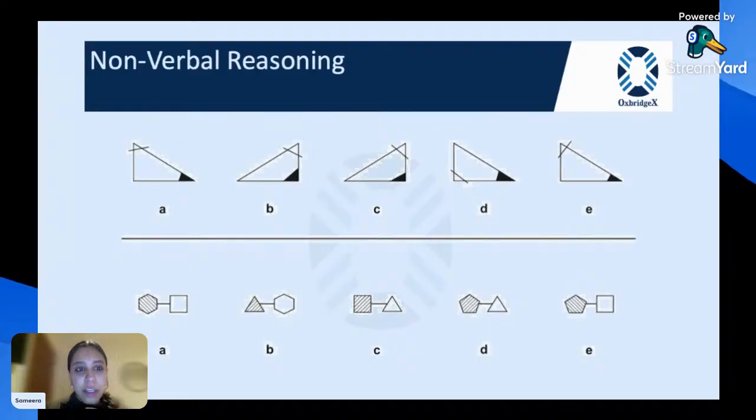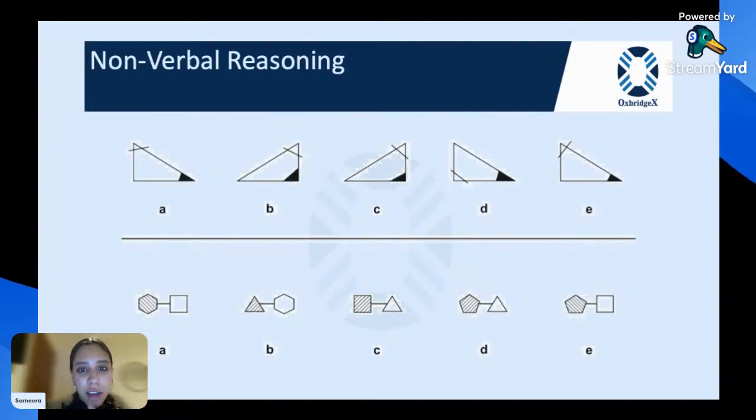The first thing I'm looking at in this question is the similarities. With all of them, I have right angle triangles, and they all have a line on them. The next thing I'm going to think about is another anagram, which is called MOP. That stands for movement, orientation, position, and symmetry. So the positioning of the line is the next thing I'm going to think about.